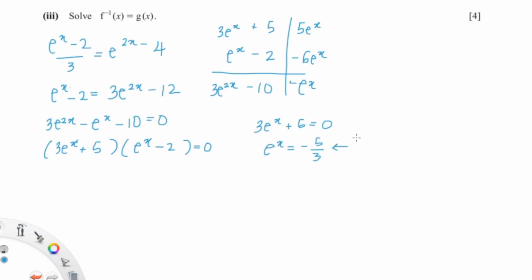This would be a math error because when you put these values in your calculator, it would not work. But e^x equals 2 would work. Since we're finding x, we can add ln to both sides to cancel out the exponent. So ln 2. So the ln and exponent cancel out, so x equals ln 2.